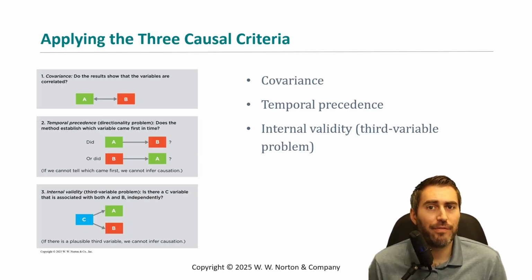Number one, covariance. There must be an association between the cause variable A and the effect variable B. Number two, temporal precedence, or the directionality problem. The causal variable A must come before the effect variable B in time. And finally, internal validity, or the third variable problem. Is there a third variable, C, that is associated with both variables A and B independently? And if so, we can't infer causation.